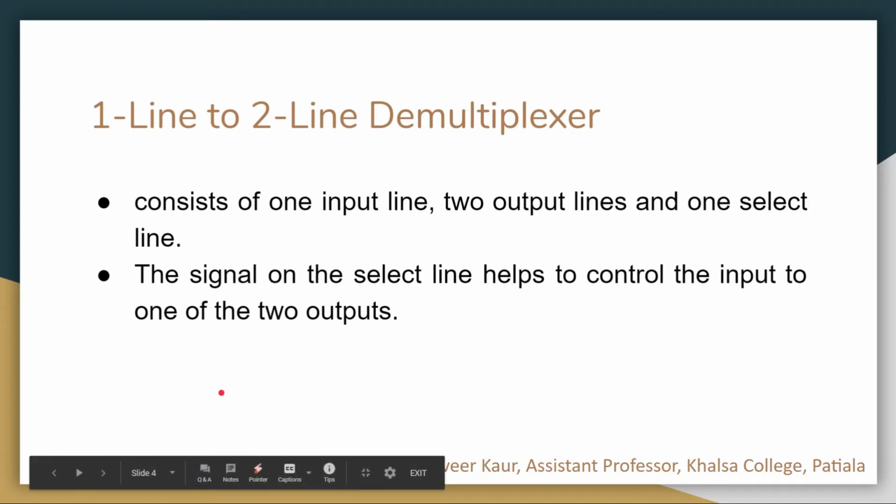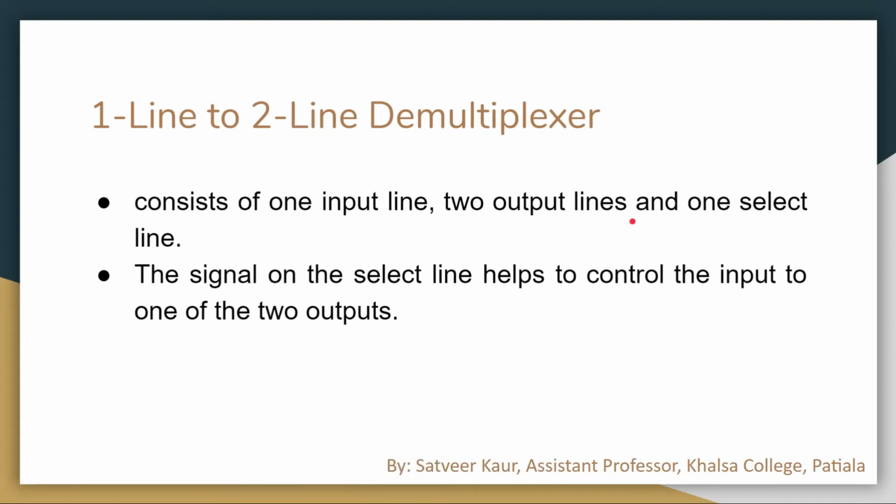The first basic demultiplexer is the one line to two line demultiplexer. It consists of one input line, two output lines, and one select line. The signal on the select line helps to control the input to one of the two outputs.